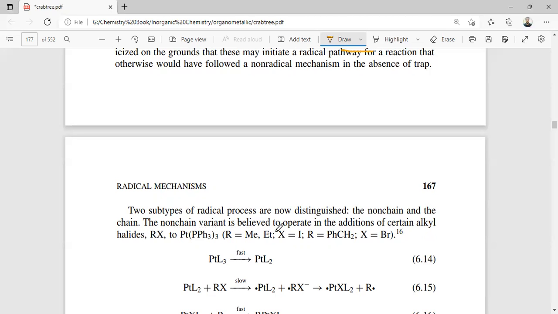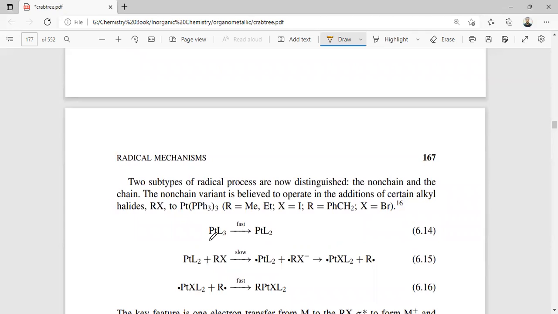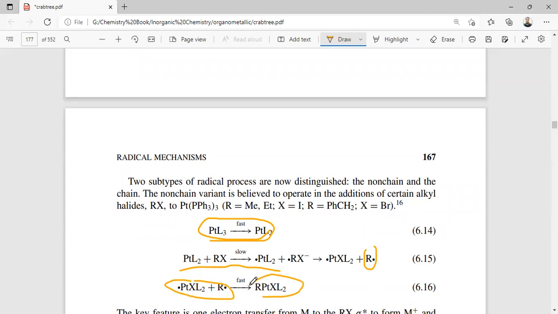The non-chain variant is believed to operate in the addition of certain alkyl halides. So here, first the ligand dissociation, then the formation of the radical, then the alkyl radical will form. The alkyl radical then forms the oxidative addition product.